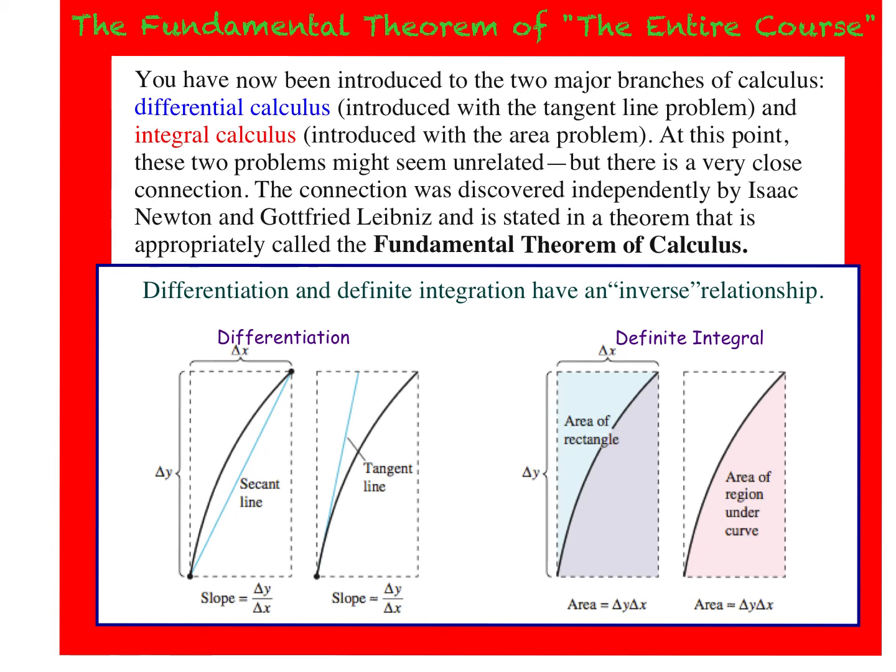4.4a, fundamental theorem of the entire course. Differential, slope of a tangent line, integral, area. Fundamental theorem made by these two guys. This is Isaac Newton and Gottfried Leibniz.